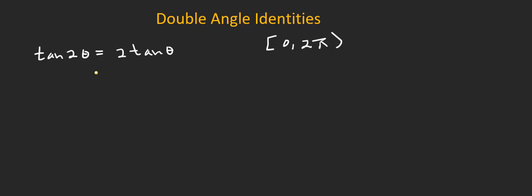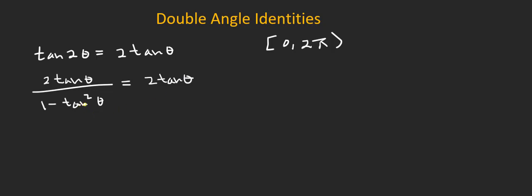Let's take a look at the last example. You have tangent of 2 theta equals 2 tangent theta. So you know that tangent of 2 theta is 2 tangent theta over 1 minus tangent squared theta. Now if you want to get rid of the denominator, you want to multiply both sides by 1 minus tangent squared theta, and you end up getting 2 tangent theta equals 2 tangent theta times the quantity 1 minus tangent squared theta.